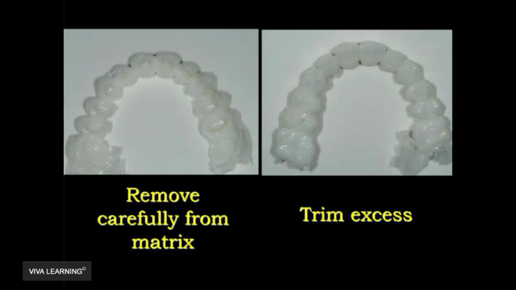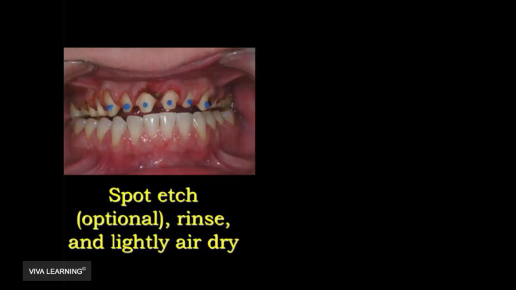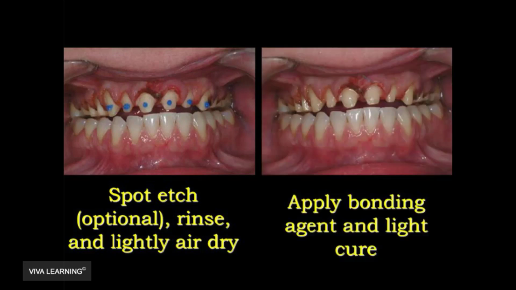You can see we have a little bit of gross excess here. We're going to trim away the gross excess, and then we'll go ahead and try it right back on to check our margins and make sure the temporary goes into place. Then we know it's fitting, we know it's seating well. Then we'll go ahead, and in this case, we're spot etching the anterior teeth, and we're not on the posterior teeth because we have good retention back there.